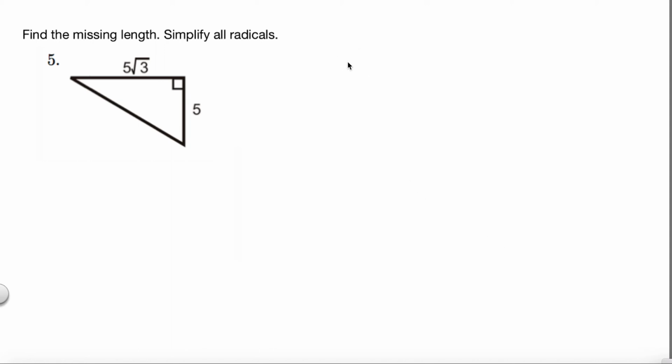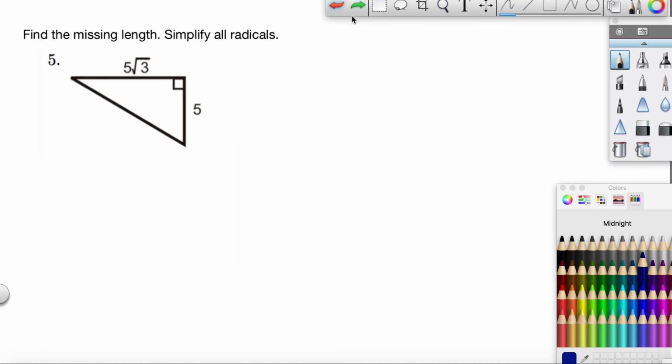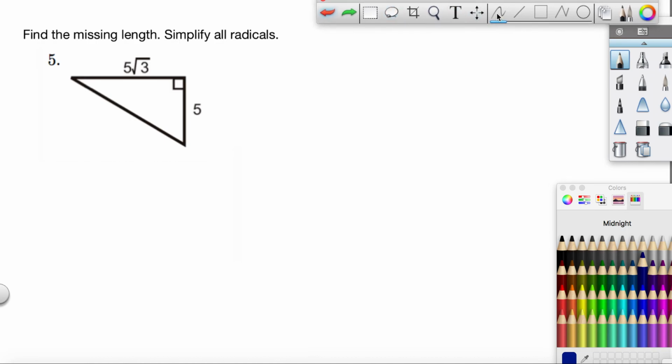All right, hi everybody. In reviewing some of your responses, I see that some of you had difficulty with number 5 from the practice set. So I thought I'd crank out a quick video going over this solution. We are looking for the missing length here, simplify all radicals.